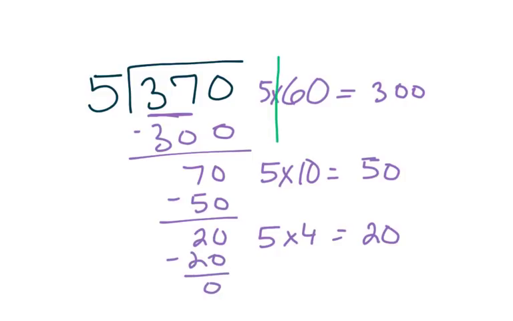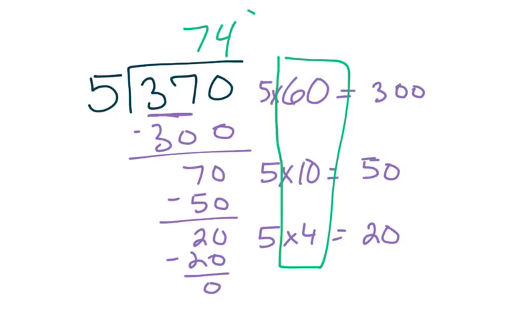My final step is just to add all of those factors up, so all of my partial quotients. 60 plus 10 gives me 70, plus 4 gives me 74 as my final quotient to this problem. You might have broken yours up a different way. Maybe you went with 5 times 10 all the way down until you got rid of everything. Maybe you started with 5 times 70. Doesn't matter how we start, as long as we're continuing to take bits and pieces away from our total, our dividend.